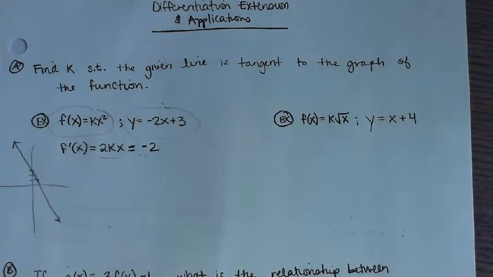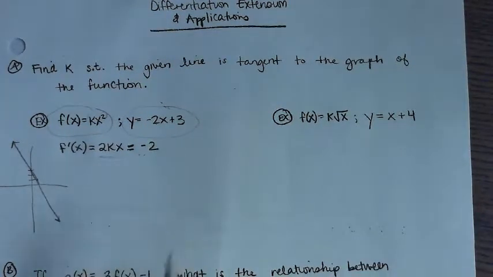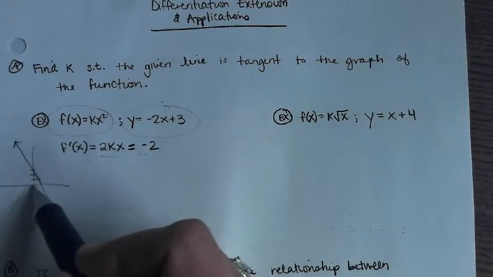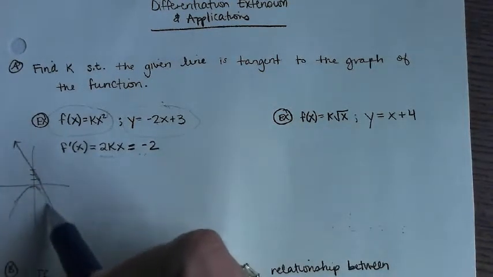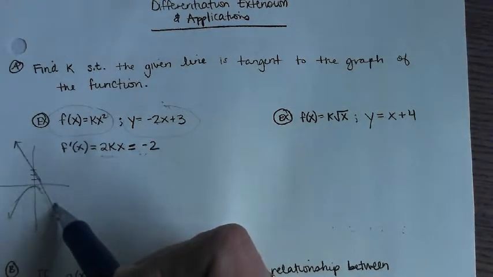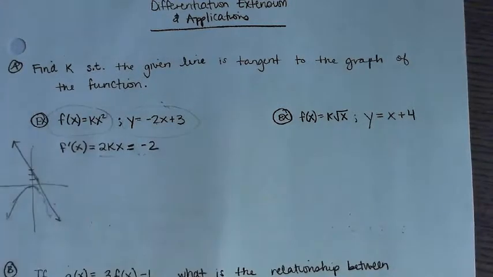Well, the graph of the derivative would be a horizontal line. We think k should be -1. So that would just be -x squared, which is just this right here. And we want it to be tangent, so it would be tangent to it over here somewhere. Who's got another thought?